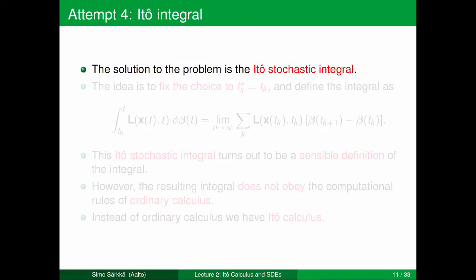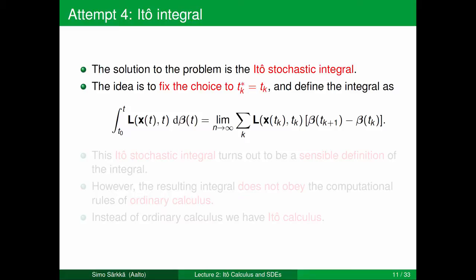Our fourth attempt is the Ito integral, which actually turns out to work. So the solution to this integral definition problem was already proposed by Ito in roughly the 50s, and it's nowadays called the Ito stochastic integral.